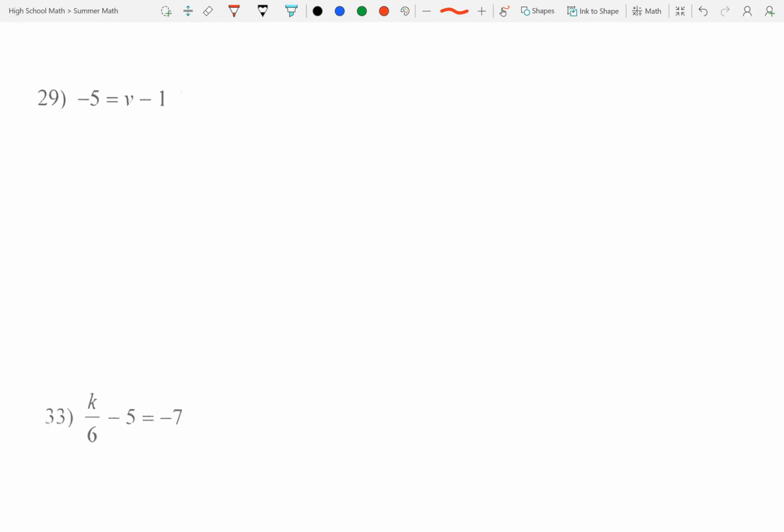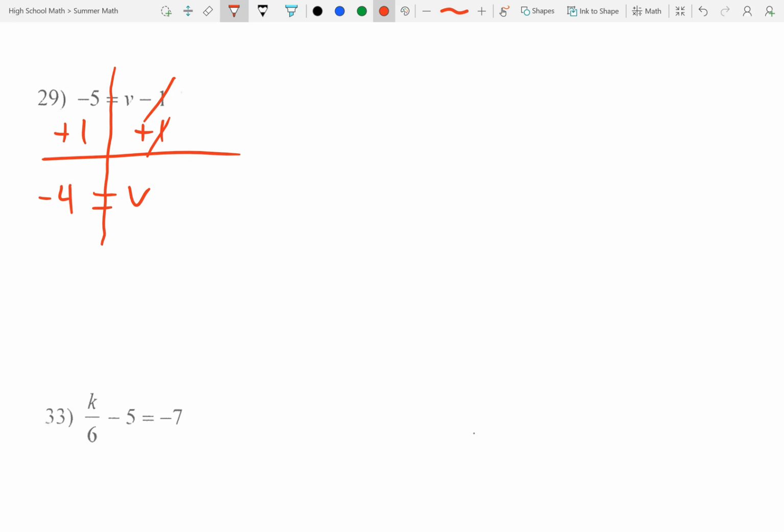Alright, here we're going to solve for v. We see v has 1 subtracted from it. The inverse of subtraction is addition. I'm drawing this line just as a separator to keep whatever we do to one side we do to the other. You don't have to draw it, you can if you wish. Minus 1 cancels with plus 1 to leave v. Minus 5 plus 1 is a minus 4.